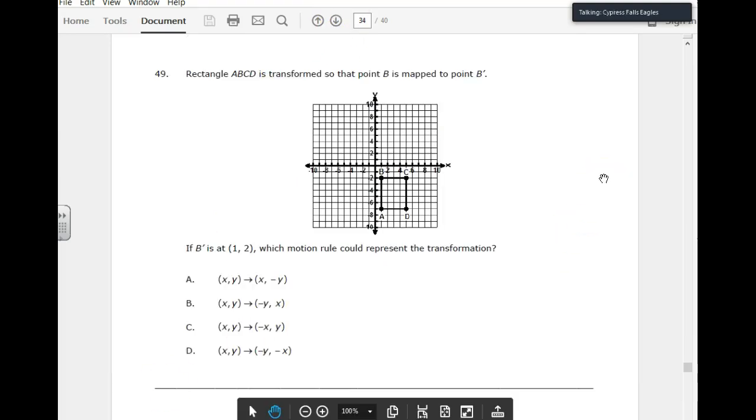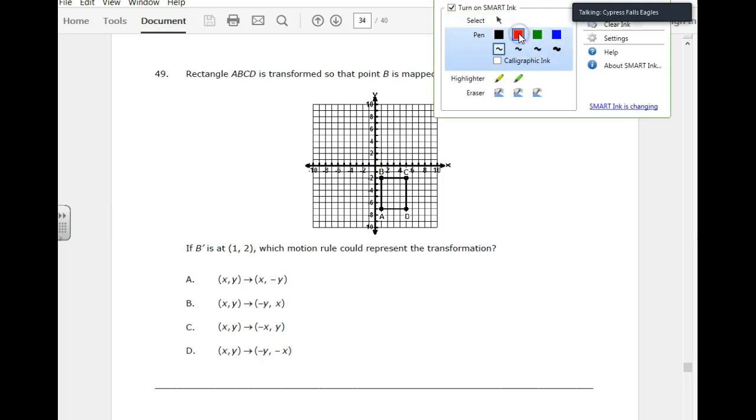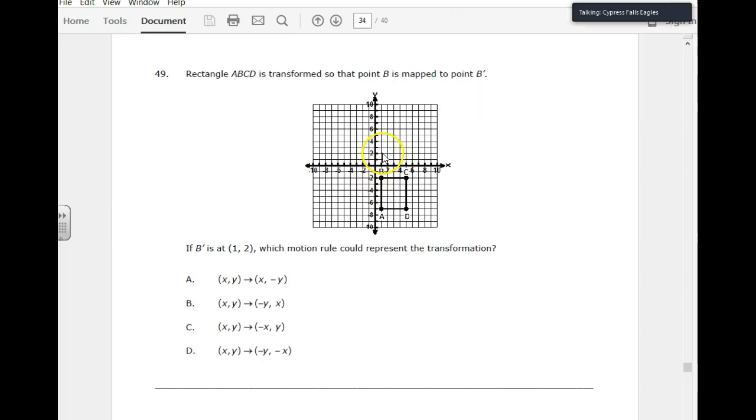Rectangle ABCD is transformed so that point B is mapped to point B prime. If B prime is at 1, 2, which motion could represent the transformation? So what happened if B prime landed at 1, 2? It could have been what? Which items could it have been? A translation up. Yeah. What else?